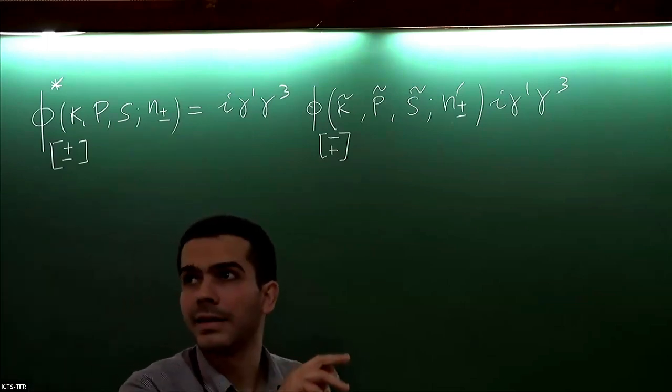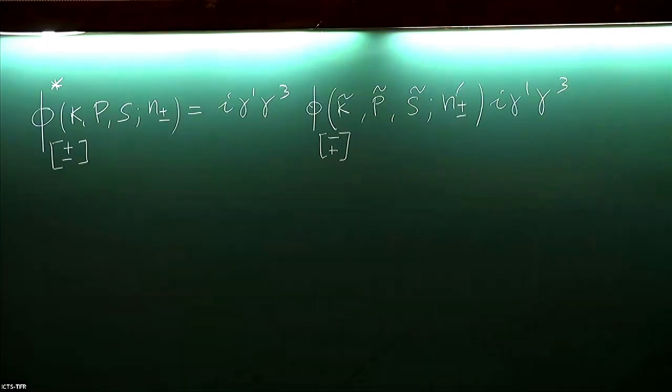N prime is the vector transformed. N plus is minus N minus, and then minus is minus N plus. I just wanted to remind that also the other correlator, the correlator on the right, needs to be calculated with a minus sign.